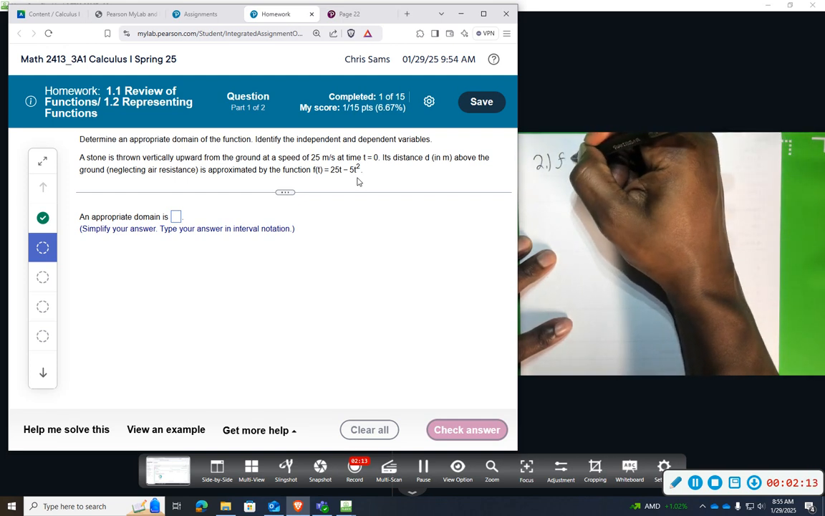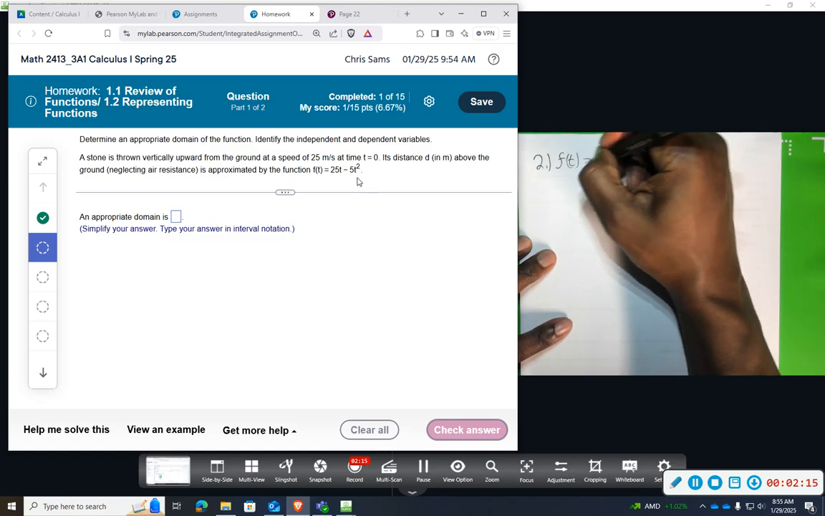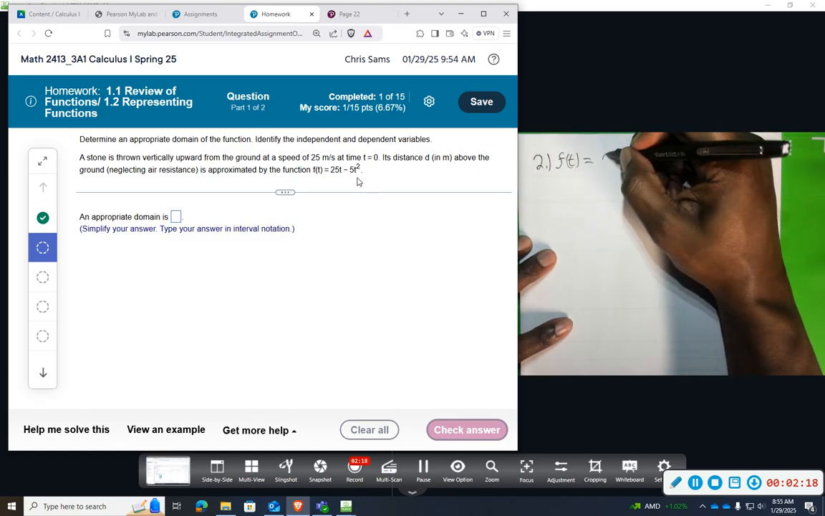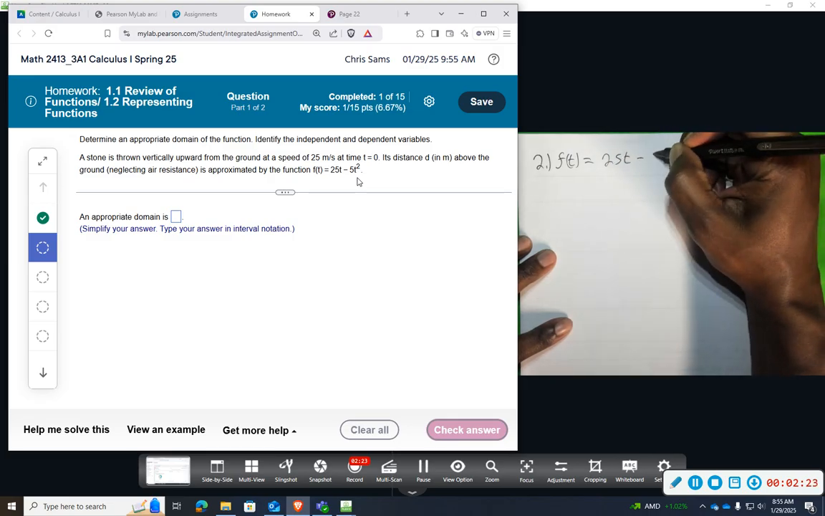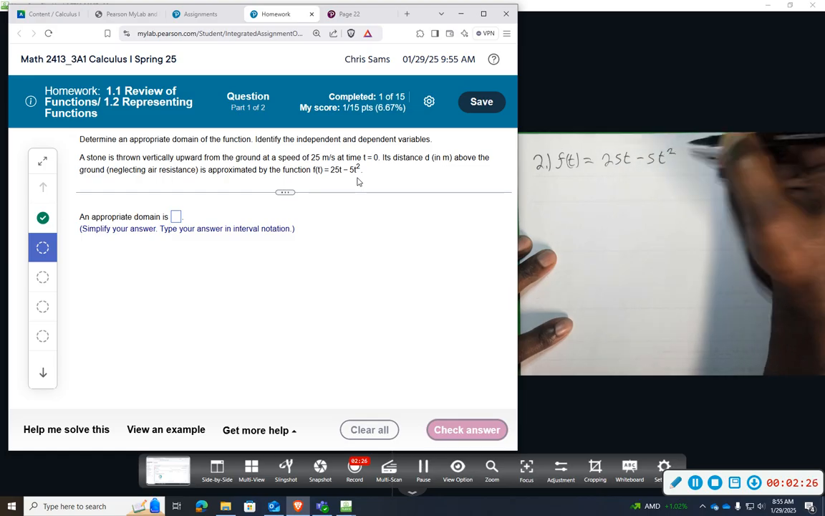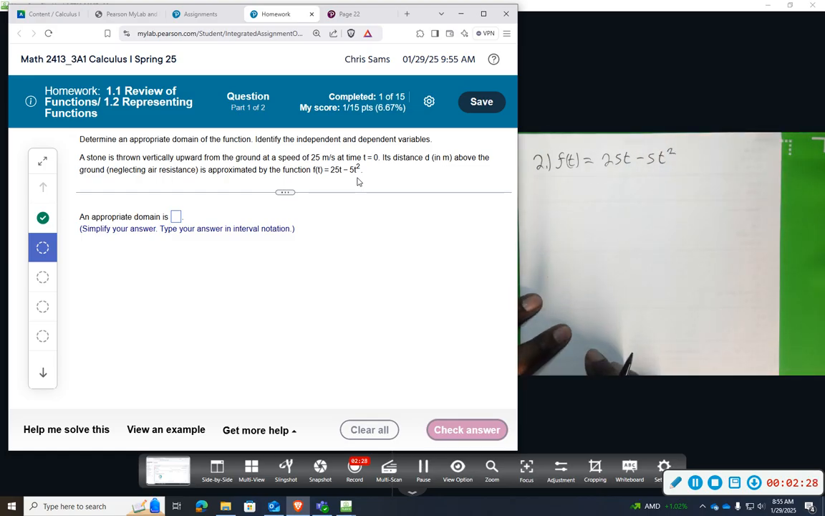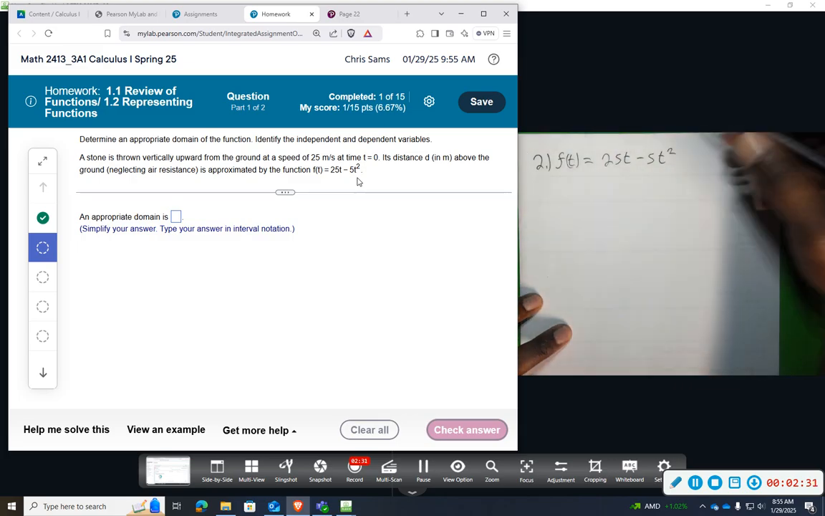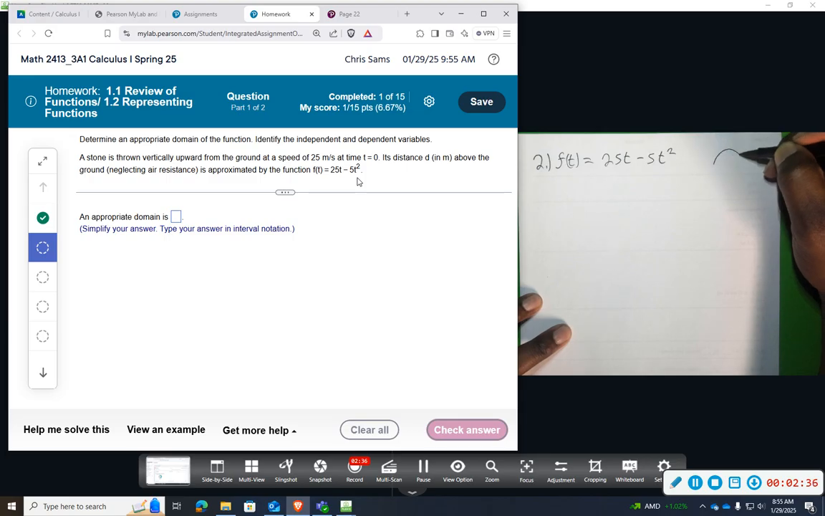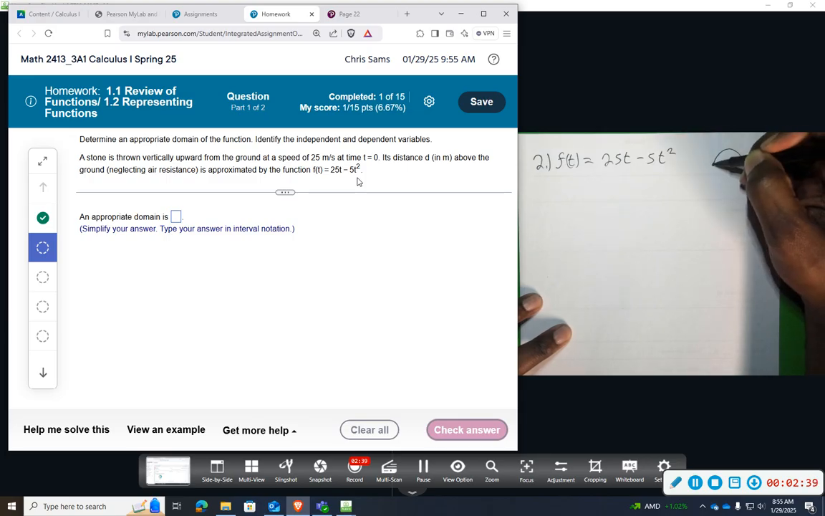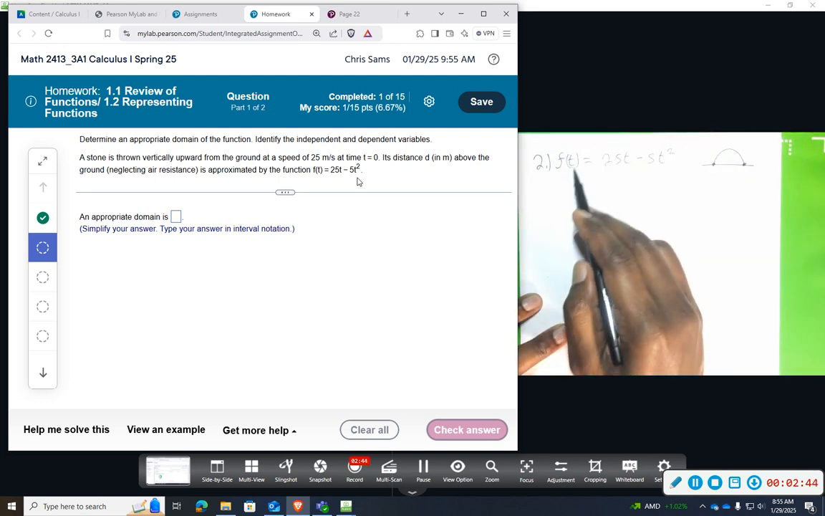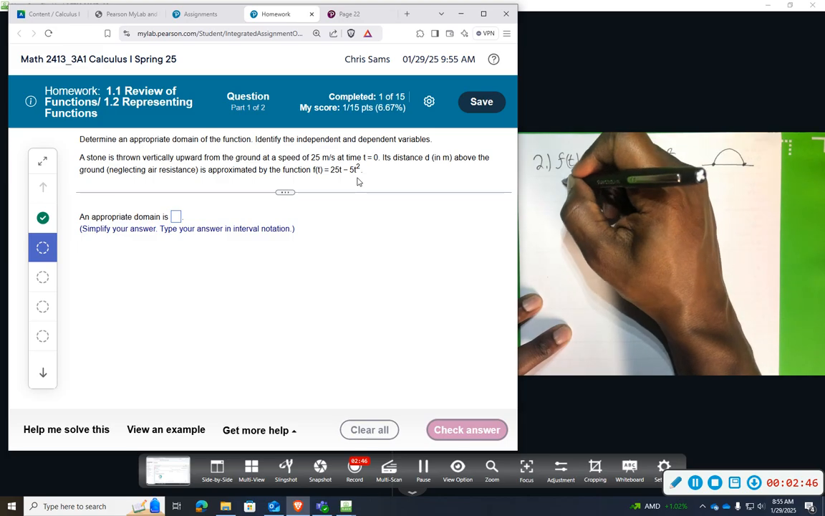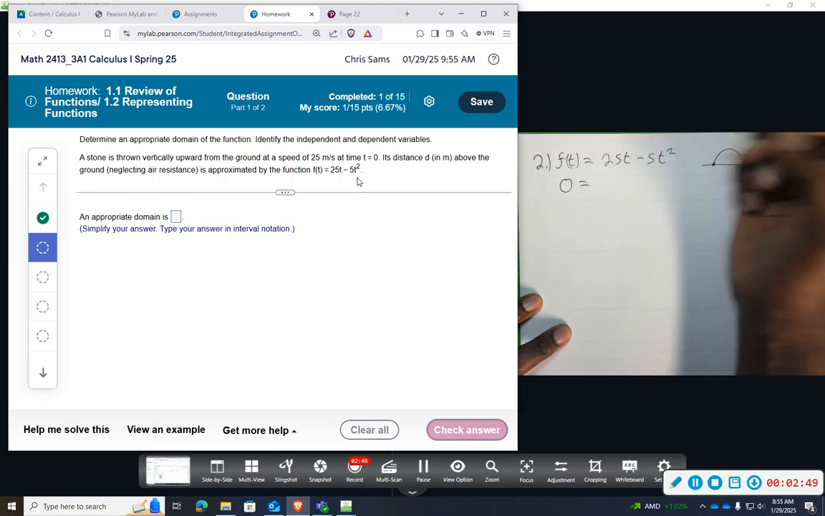So we start with f of t is equal to 25t minus 5t squared. Okay, so to approximate an appropriate domain, since the highest degree is a square, this lets me know we're dealing with a parabola, which tells me we start at time 0. We want to know when it hits the ground again at 0. So that means I'm going to be plugging in a 0. You'll notice mathematicians love to use 0. It's easy to work with.